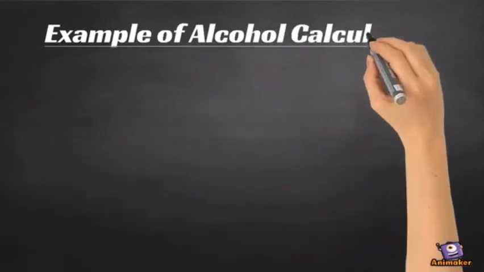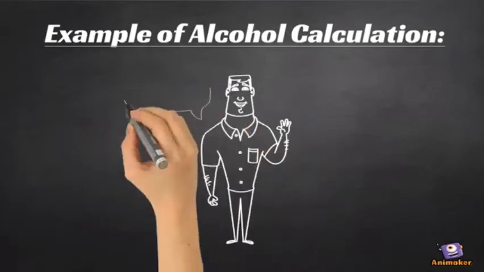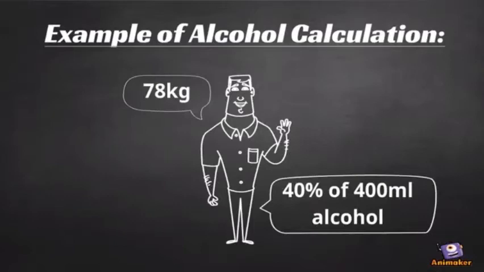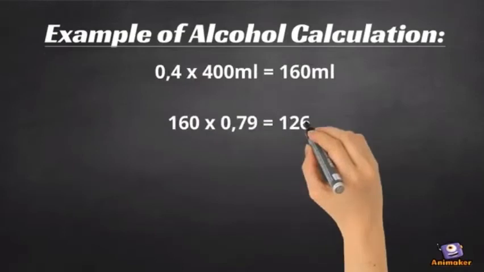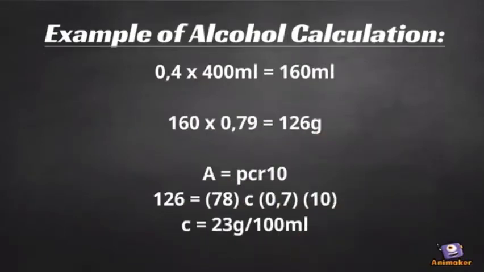For example, a 78 kilogram man ingests 40% of 400 milliliters of alcohol. What is his blood alcohol concentration? Take the percentage, which is 0.4, and multiply it by 400 milliliters, which will equal 160 milliliters. Next, we need to convert the alcohol ingested to grams. So 160 milliliters multiplied by 0.79 will give you 126 grams.